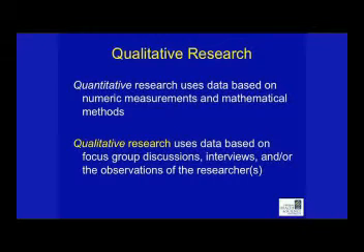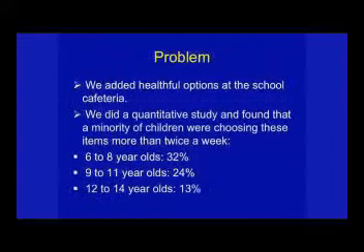So here's a problem. We added healthful options at the school cafeteria. We put some healthful food on the cafeteria line. And then we did a quantitative study. We measured, and we found that a minority of kids were choosing these items more than twice a week. Only 32% of 6 to 8-year-olds, 24% of 9 to 11-year-olds were choosing the healthful items more than twice a week, and only 13% of the 12 to 14-year-olds. So why weren't they choosing?